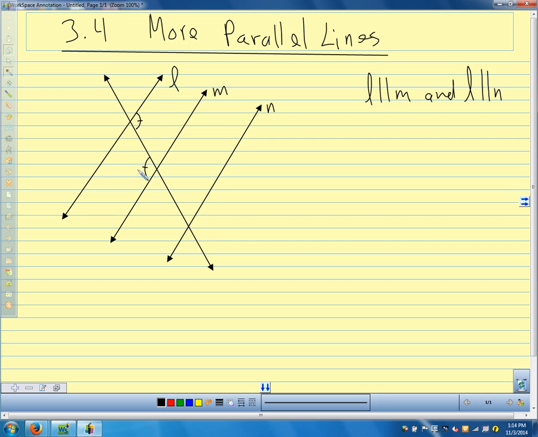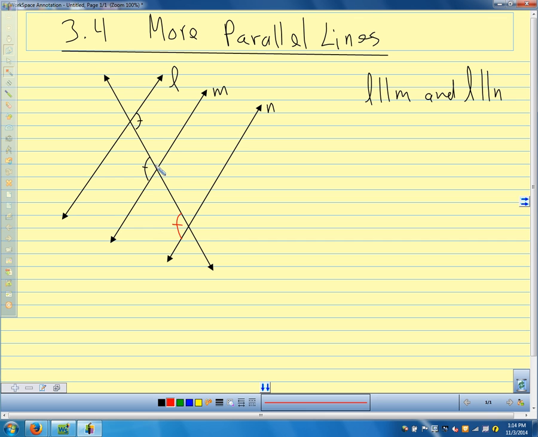Those are congruent. Well, L is parallel to N also. So I'm going to go down here to this angle. What do we know about this angle and this angle, if L is parallel to N? They're congruent. They're also congruent because this angle and this angle are what kind of angles? They're also alternate interior angles.